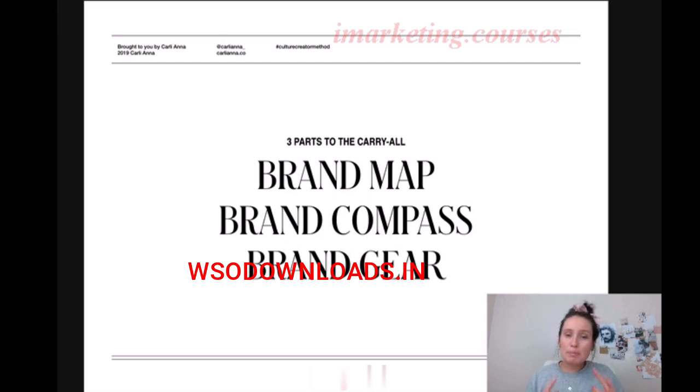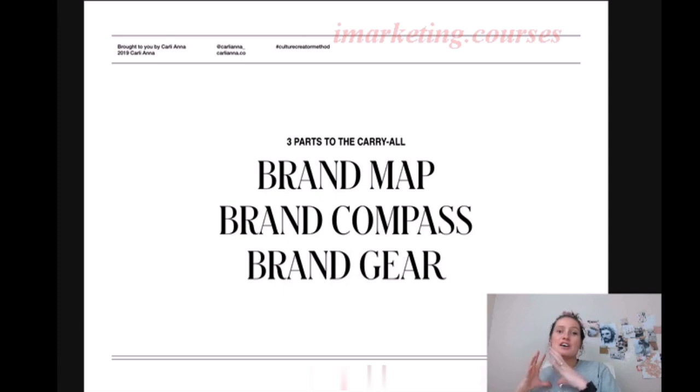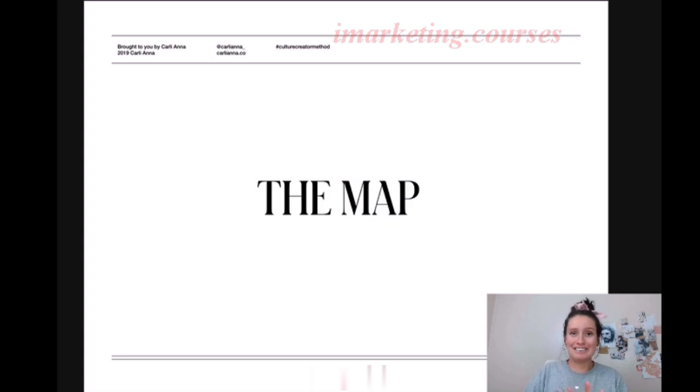So there's 3 parts now to the carry-all. Just like how brand mapping has 4 phases, there's 3 phases to the brand carry-all, and they all build on one another. The first one is the brand map. The second one is the brand compass. Third one is the brand gear. Let's dive deeper into each of those and what those actually even mean. So the first one is the map.